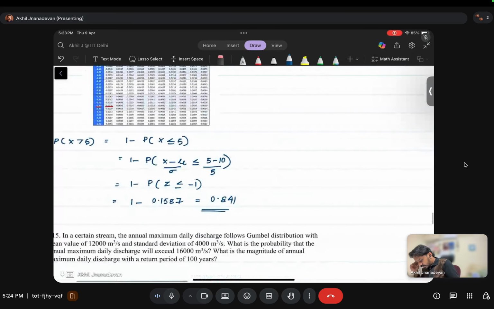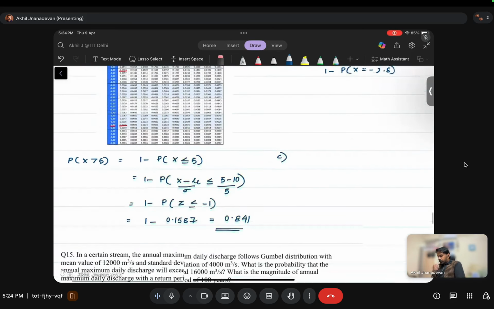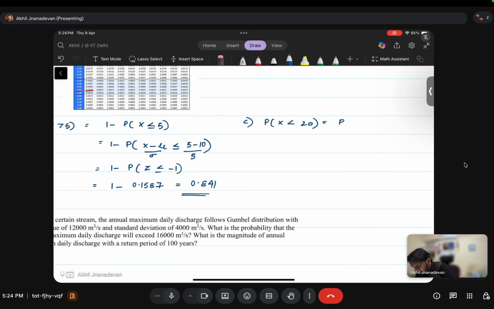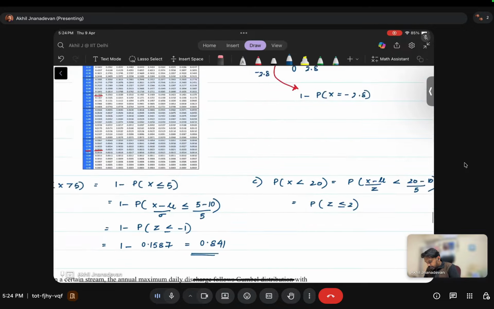So it's so simple. The only thing we need to know is how to use the standard normal distribution. So P of x less than 20 degrees Celsius, right? We can write it as P of (x minus mu) by sigma less than (20 minus 10) by 5, that is equal to P of z less than or equal to 2.